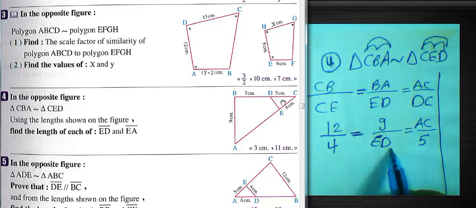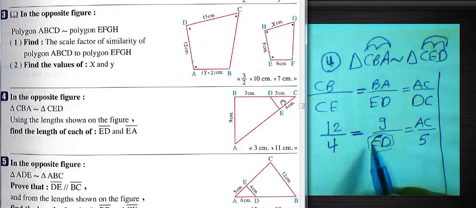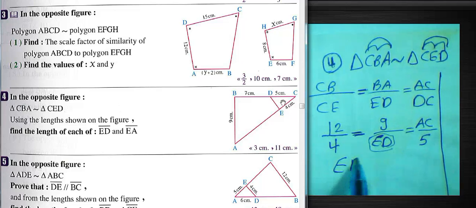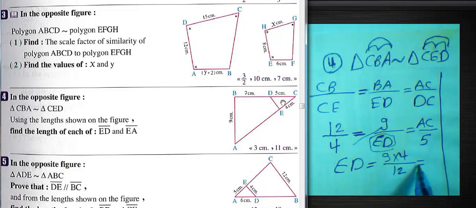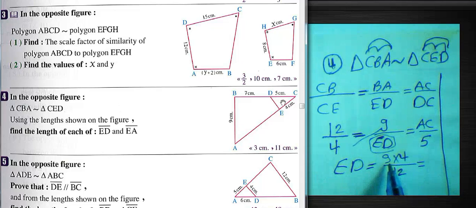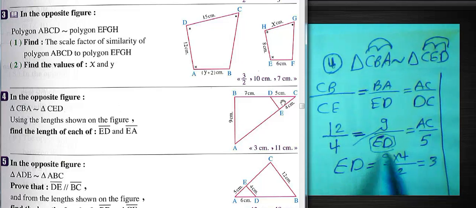We can find the length of ED first. ED equals 9 multiplied by 4 divided by 12. 4 times 9 equals 36, divided by 12 equals 3. So ED equals 3 centimeters.